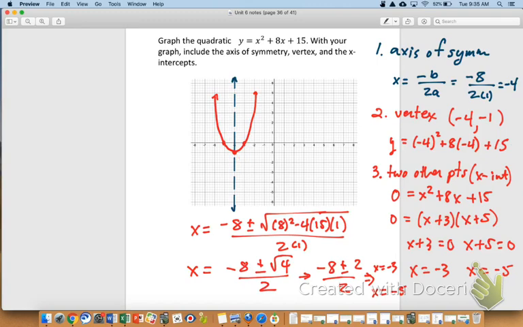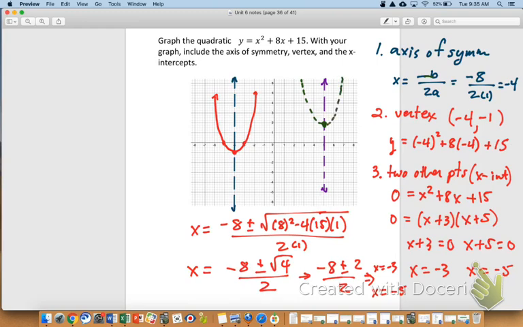I suggested you use the x-intercepts to find the other 2 points, right? So what if you had a graph, I'll just make up a different one. What if you had a graph whose axis of symmetry, let's say, was over here, and maybe the vertex is up here. And what if it opened up, like we talked about before? What if it opened up?